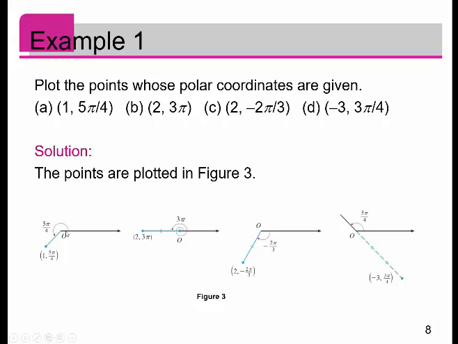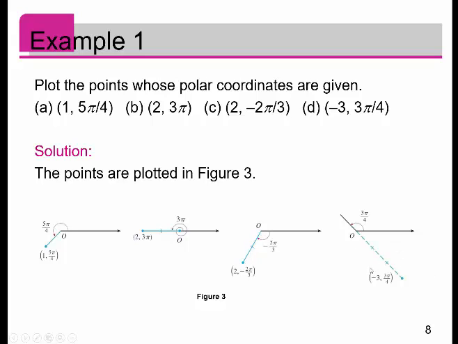Here's the first one. We have our pole and our polar ray here. The angle 5 pi over 4 goes all the way around here. This is radius 1. Angle 3 pi goes a full 2 pi around on the circle, and then another pi, and then out to 2. Negative 2 pi over 3 for the angle, so it goes clockwise, and then radius 2.